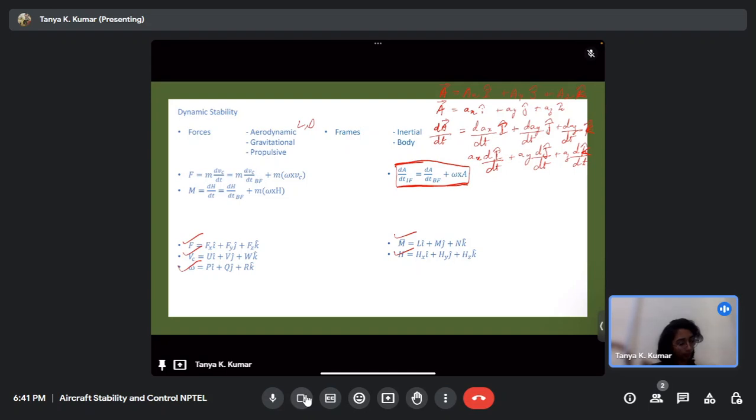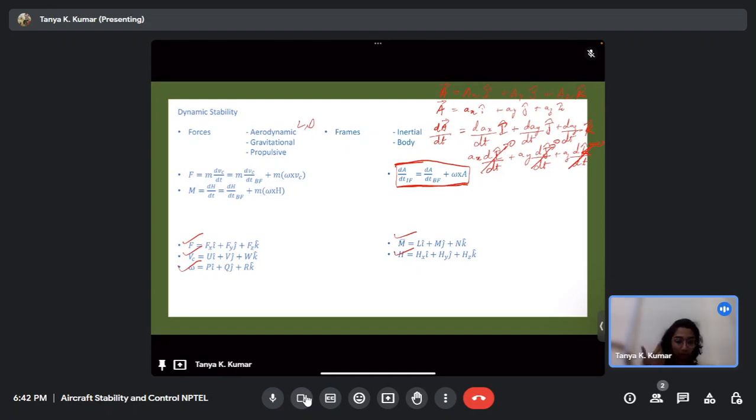So the last three terms are 0 because the rate of change of I, j, k are 0. Why? Because the inertial frame is fixed, right? So we've defined our inertial frame such that it is fixed.